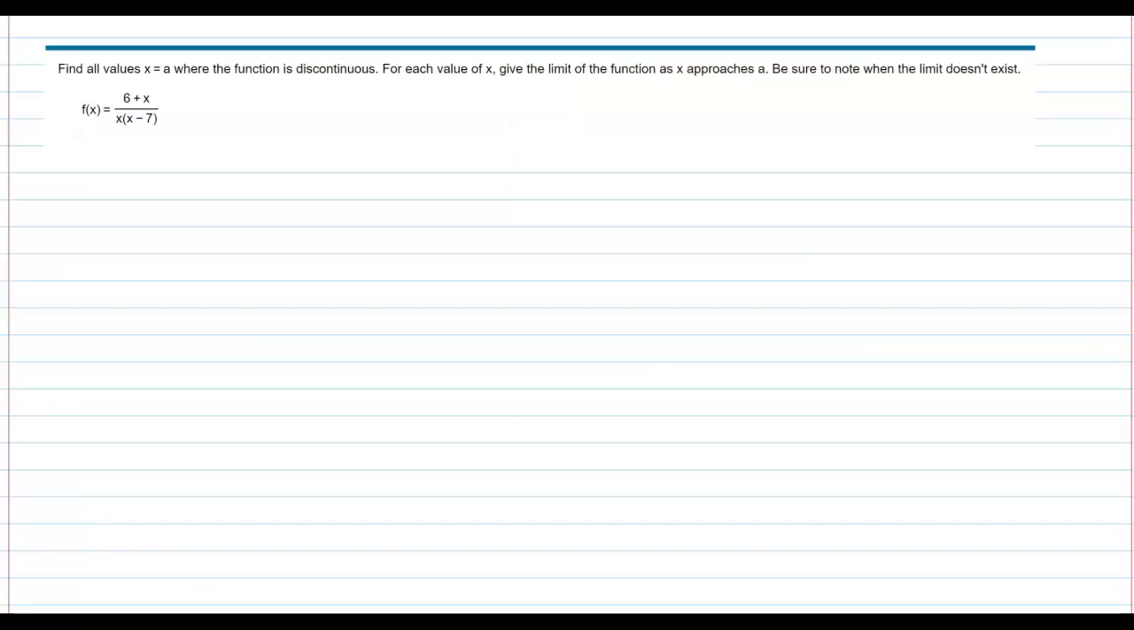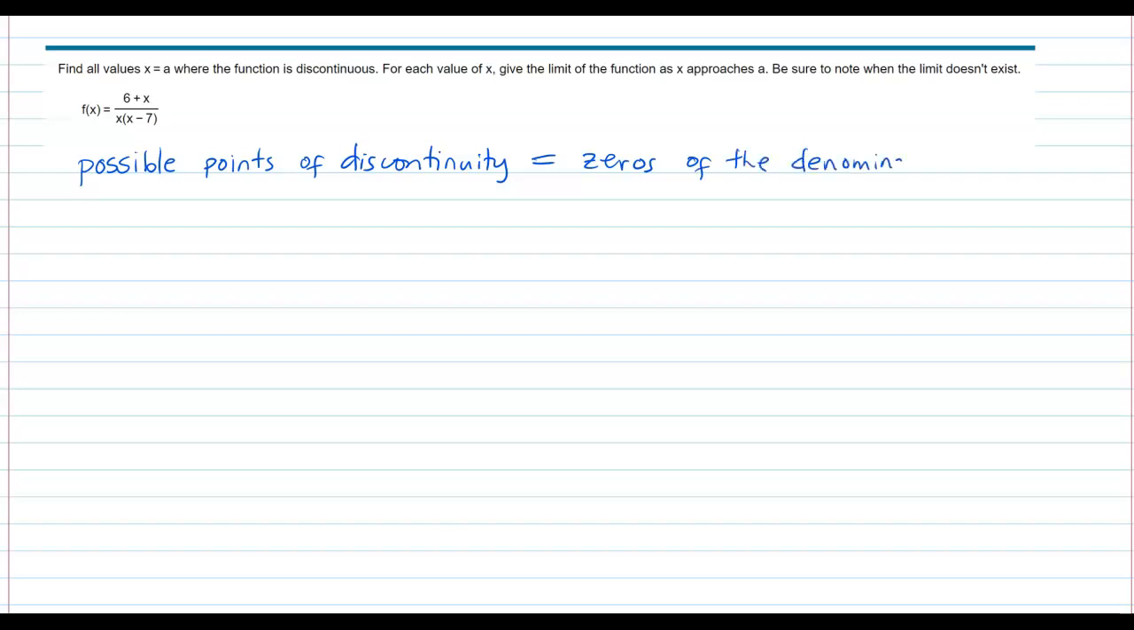Now, if you are given a rational function, the possible points of discontinuity are the zeros of the denominator. So in other words, you just have to get that denominator and then find the zeros.